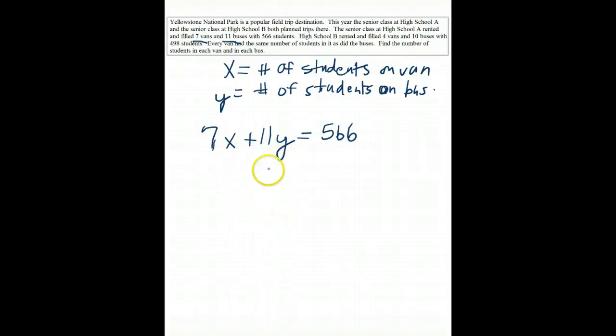Remember, X and Y are students. So seven vans, each with a bunch of students in it, plus 11 times a certain number of students on the buses, gives you 566, and then you just do the same thing with high school B. There are 4 vans and 10 buses, and that holds 498. And again, there's your two equations, and like I said before, if you have two unknowns, you must have two equations. And there you go. And again, I would solve this by elimination, but I'm not going to because that's a different video.